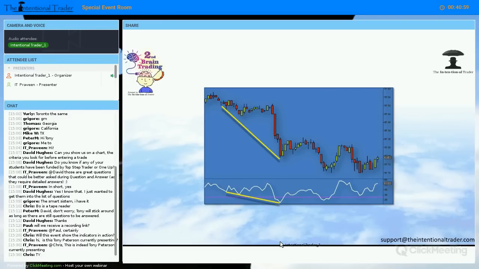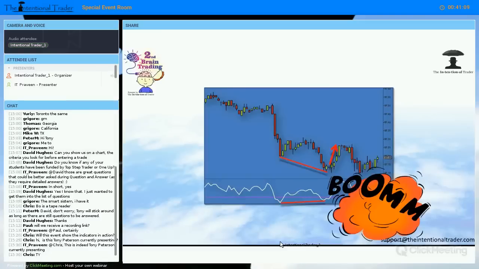So let's put some lines on it. You're right, no divergence there. Yep, no divergence there. They're both moving in the same direction. Bam, there's divergence, and we didn't even see it. Look what price did. It was hard to even notice.